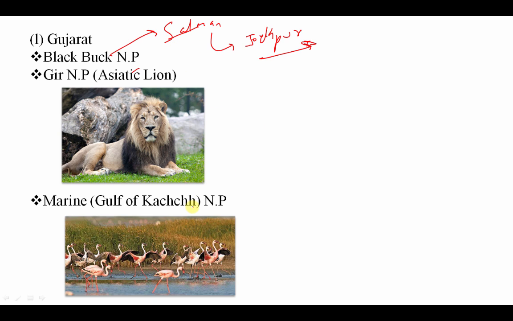Okay. Third and important from Gujarat is the Marine Gulf of Kutch National Park. Marine Gulf of Kutch National Park. Okay, these three important ones, that is Blackbuck, Gir, and the Marine Gulf of Kutch National Park, are in Gujarat.